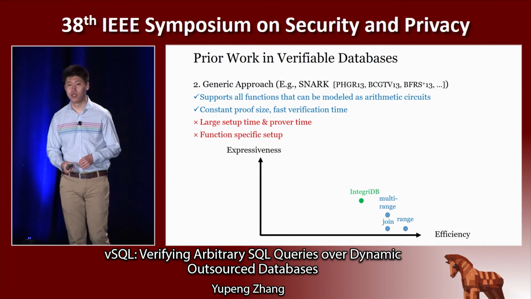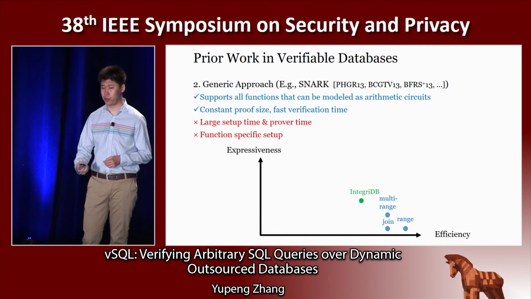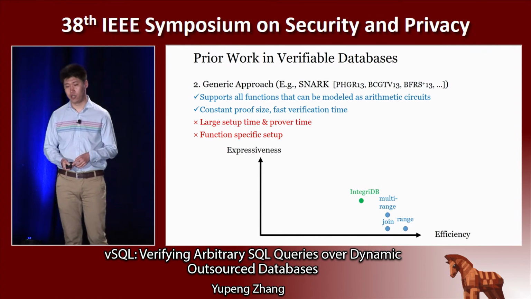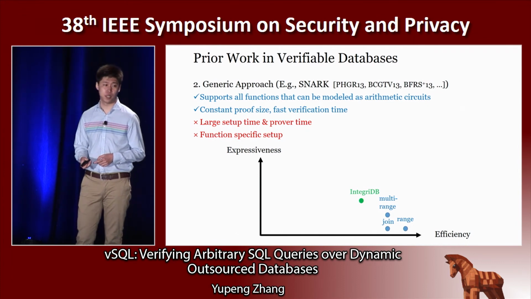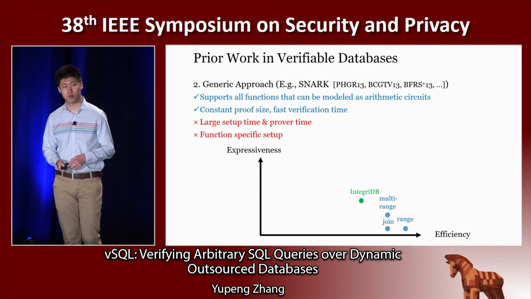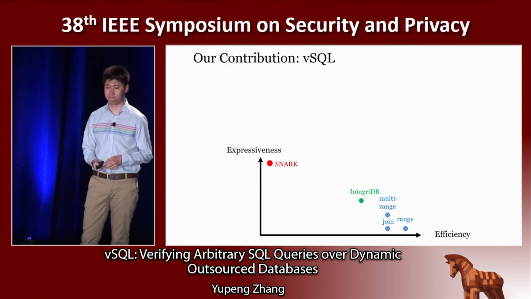In addition, it needs a function-specific setup phase. For each function you want to support, you need to pre-process separately. This is not good if we want to apply SNARKs to verifiable databases, because there are so many types of SQL queries, and we do not want to pre-process them individually. Back to the plot, SNARK can be placed here.